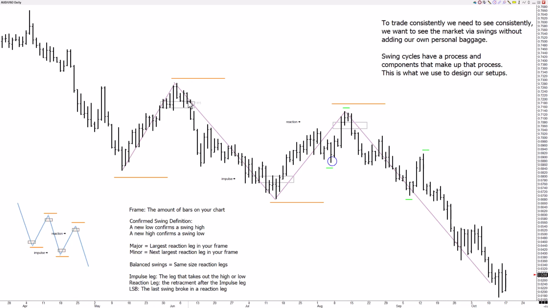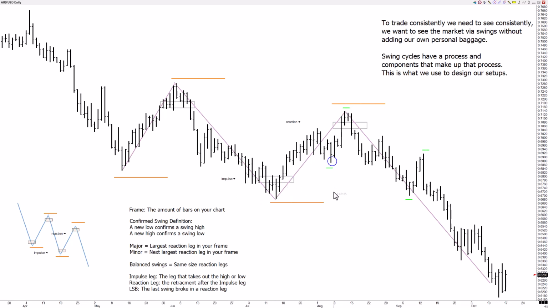We get some structure. We get oriented to what the market is doing by structuring it. It gives us a reference point. We don't need any outside sources. We don't need anybody to tell us what it's doing. It's going down until it's not. And so this is very objective information.